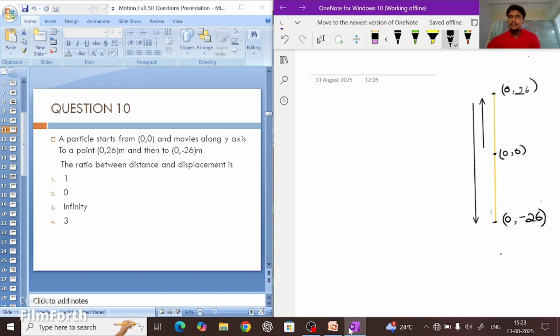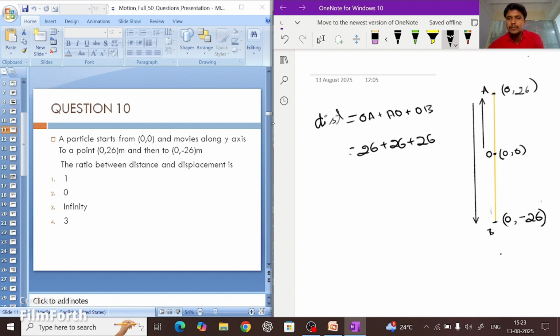In the figure, we can see that a body is moving from (0, 0) to (0, 26) and it's returning back from (0, 26) to (0, -26). So the distance will be equal to, let's give some names to the points O, A and B. To take the distance, we take OA plus AO plus OB. Distance will be equal to 78 meter.